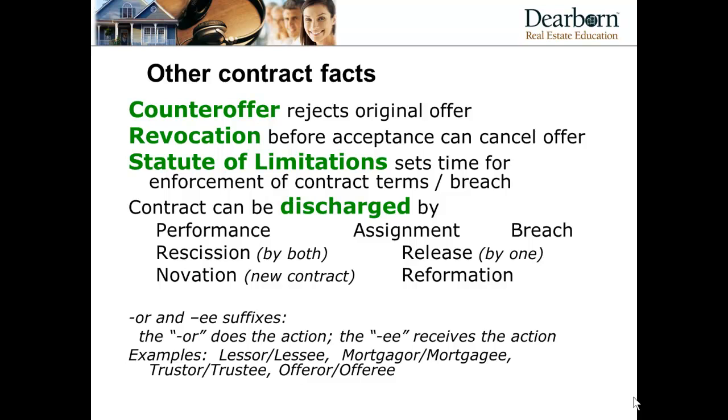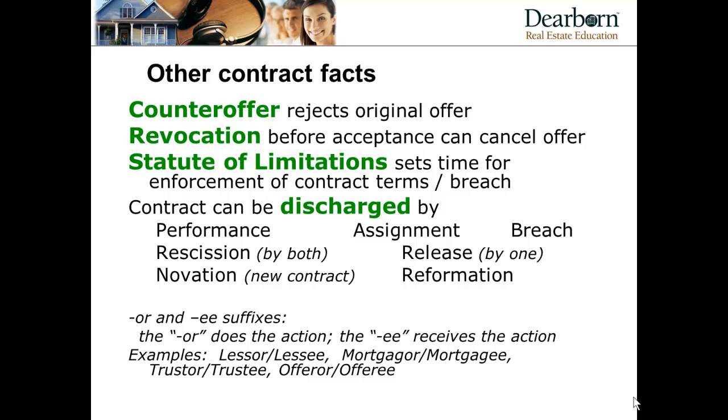So now a few other facts that are important to understand around the contract in real estate is that the counteroffer, which I mentioned, rejects the original offer, and so the counteroffer will typically incorporate a lot of terms of the original offer, but it's important to understand that by making a counteroffer, the original offer is rejected, and that party is under no obligation then to accept or consider the counteroffer. So that starts the process fresh.